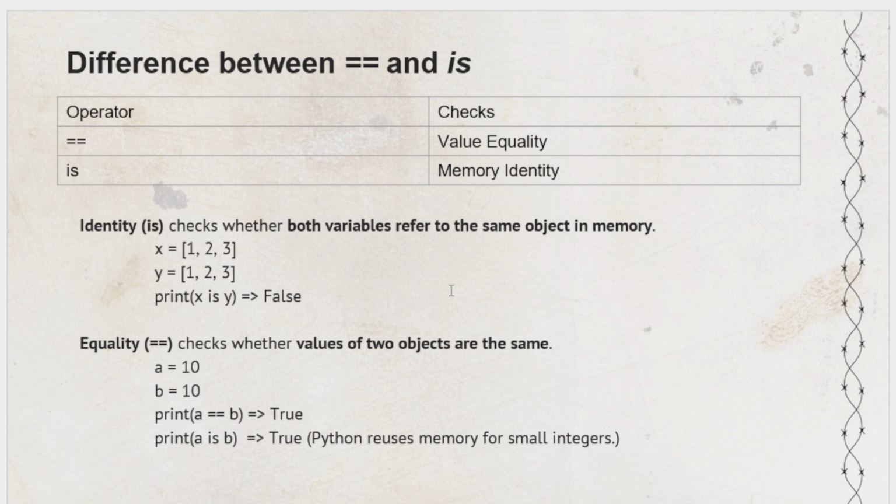I hope you got the clarity about the is operator. Again, there is one confusion: what is the difference between double equal to and is? The double equal to operator just checks whether the values are equal, and the is operator just checks the memory identity. Here is one example to check whether the memory address is the same or not. I'm creating x is equal to 123 and y is equal to 123. Both lists have the same value, but checking x is y gives no, because the memory address is different. Equality just checks whether the values of two objects are the same or not.